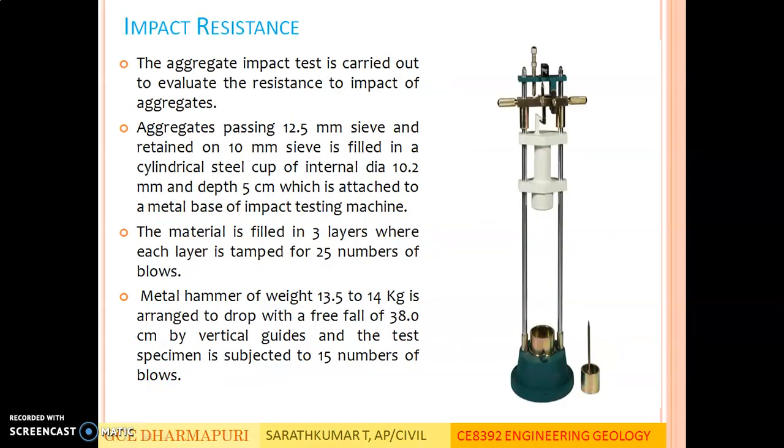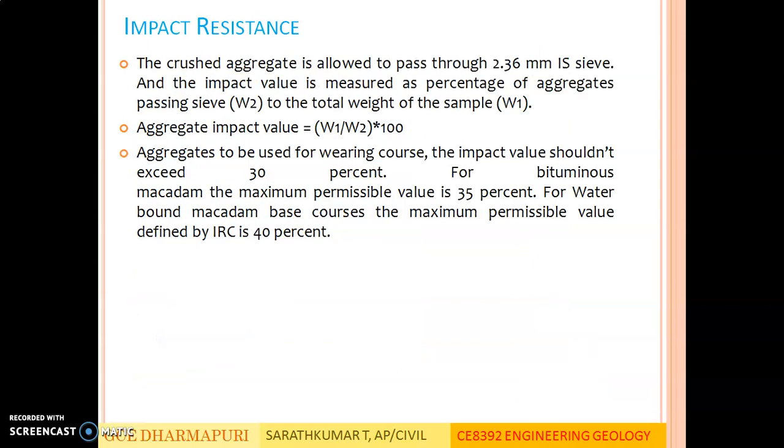Impact resistance. The aggregate impact test is carried out to evaluate the resistance to impact of aggregates. Aggregates passing a 12.5 mm sieve and retained on a 10 mm sieve are filled in a cylindrical steel cup of internal diameter 10.2 mm and depth 5 cm. The material is filled in 3 layers, where each layer is tamped with 25 blows. A metal hammer of weight 14 kg is arranged to drop with a free fall of 38 cm. 50 blows are given.